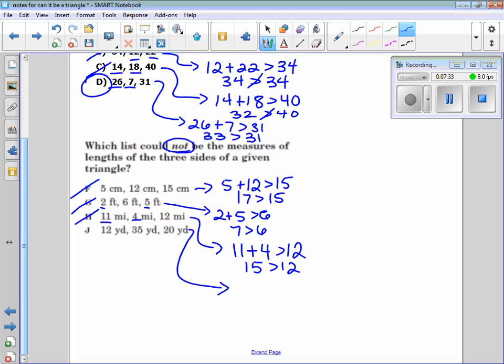Remember, we're looking for the one that is not a triangle. So on letter J, we have 12 and 20 for the smallest sides. 12 plus 20, greater than 35. 12 plus 20 is 32. 32 is not greater than 35. So J is the one that does not make a triangle.